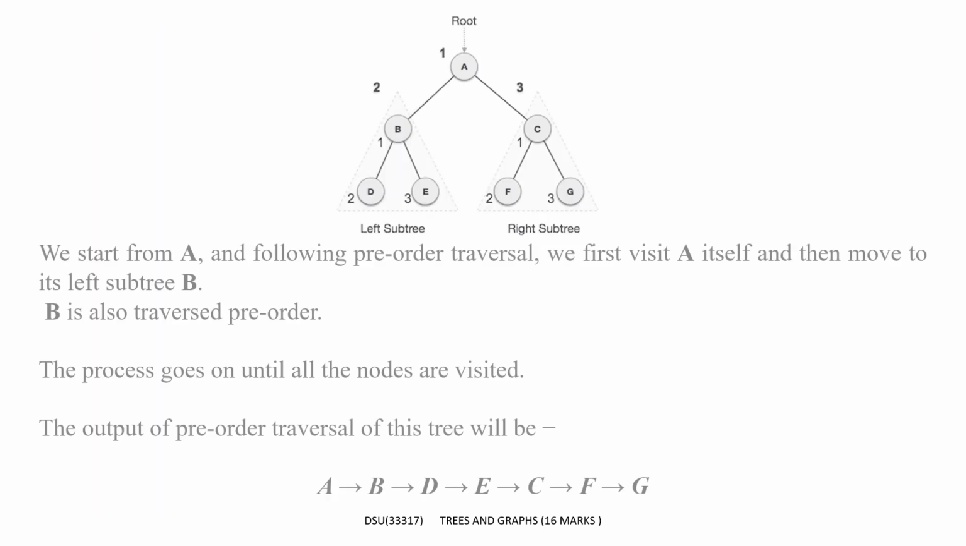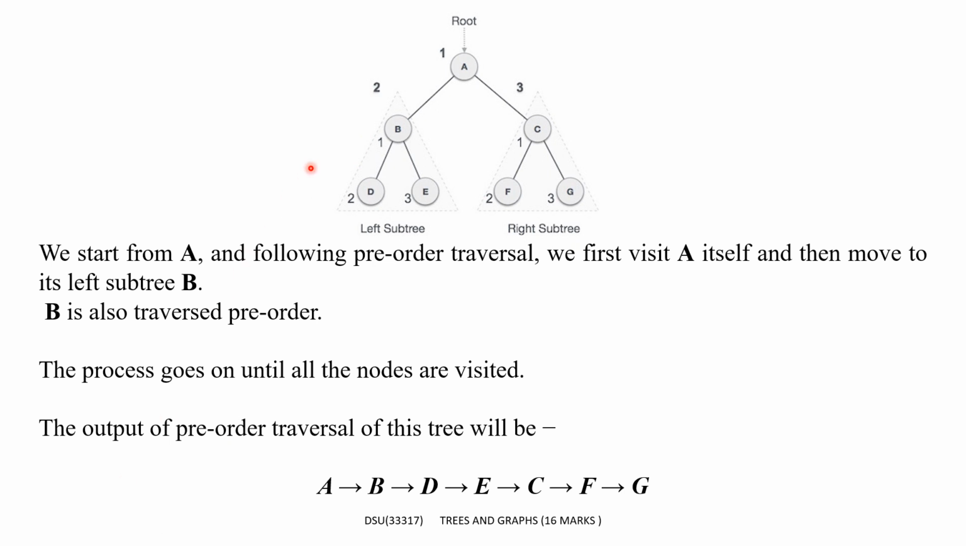We'll see one example. See here. In this example, we are going to start from A with pre-order traversal. We first visit A itself, then move to the left subtree B, and B is also traversed pre-order. After that we go to C, and C is also traversed pre-order. The process goes on until all the nodes are visited. The output is root node A, then root node B, then left D, then right E, then for this subtree root C, left F and G. Then we will get A, B, D, E, C, F, G.